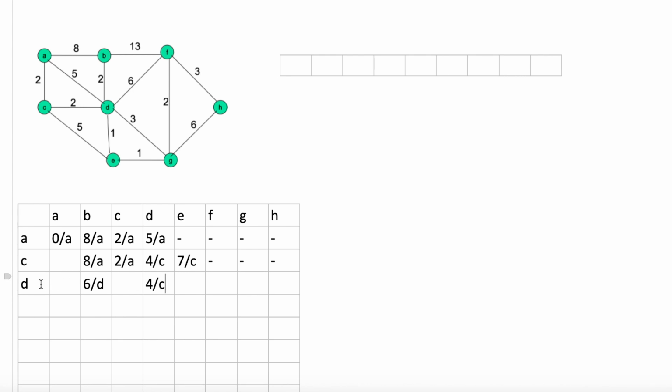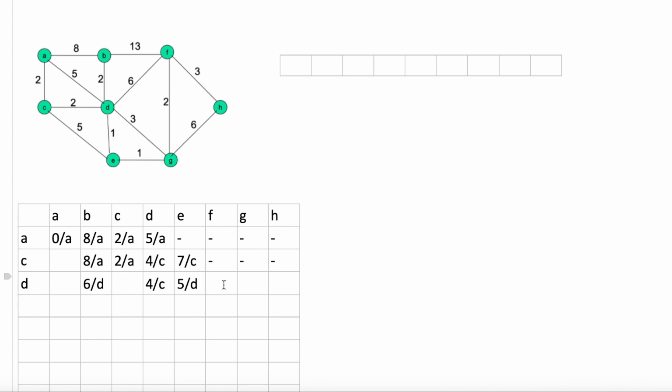And from D to E, D has a direct link with E, so D has a previous weight of 4 and 4 plus 1 is 5, so when we go via D the weight of E is 5 and the previous value was 7, so now we relax it and we are going via D.